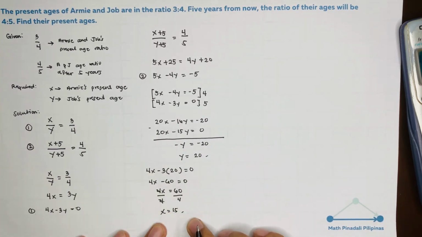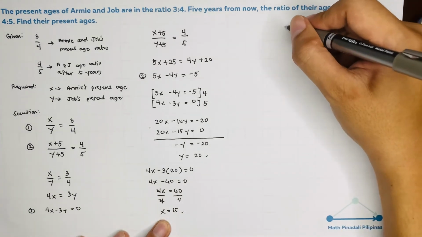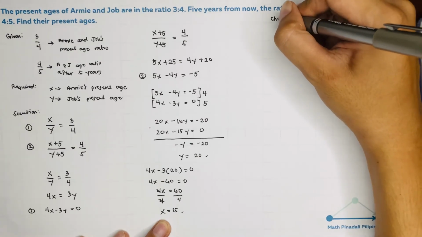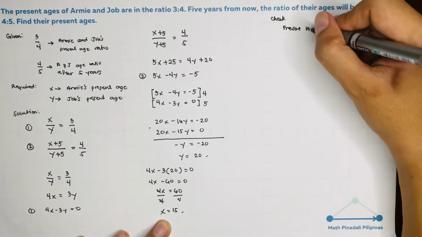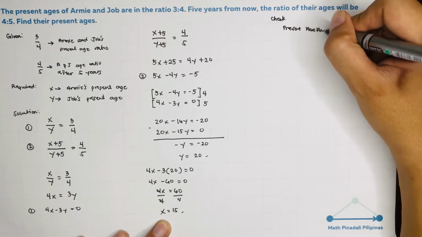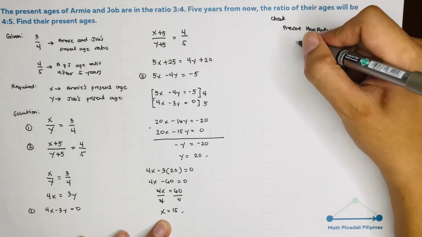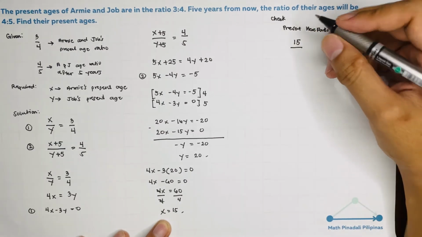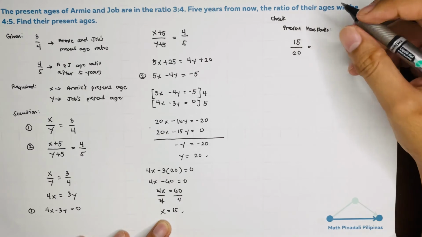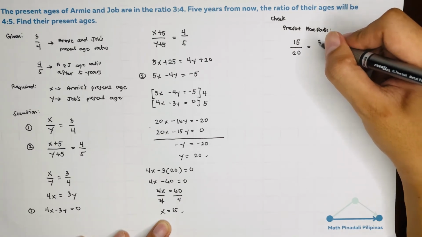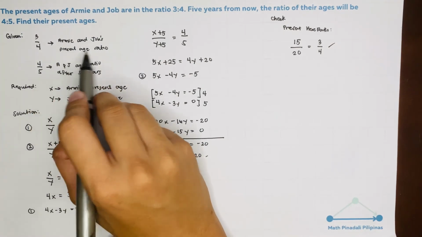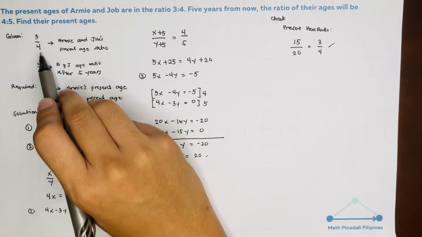To check, let's get the present age ratio. Armie is X, which is equal to 15, over Job, 20. This is equal to 3/4, which is equal to our given. Armie and Job's present age ratio is 3/4.